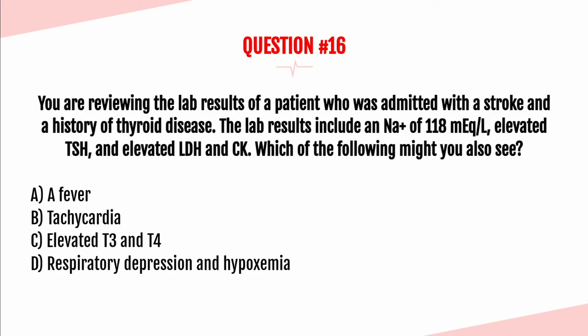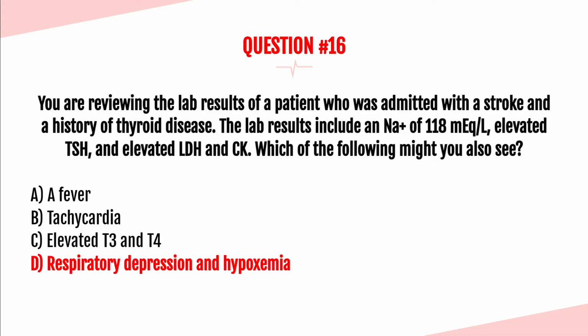The right answer here is D, respiratory depression and hypoxemia. The one thing that should stick out to you is the history of thyroid disease and the elevated TSH. So what do we have here? Do we have hypothyroidism or do we have hyperthyroidism? It doesn't tell us. But since the TSH is elevated, that means that the body is trying everything in its power and it's working overtime in order to try to stimulate the thyroid. And this means that the patient probably has hypothyroidism.